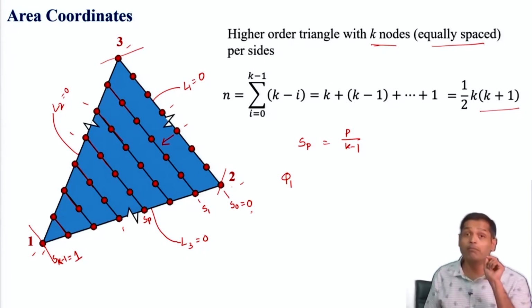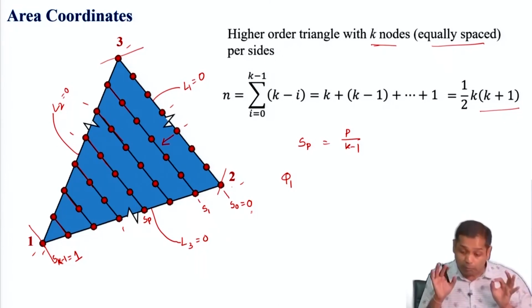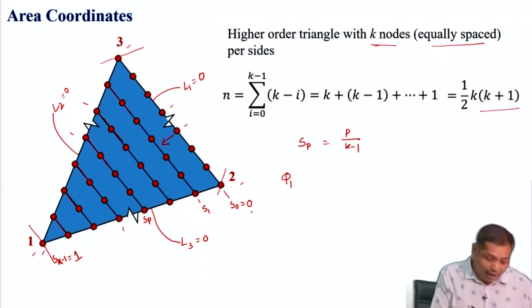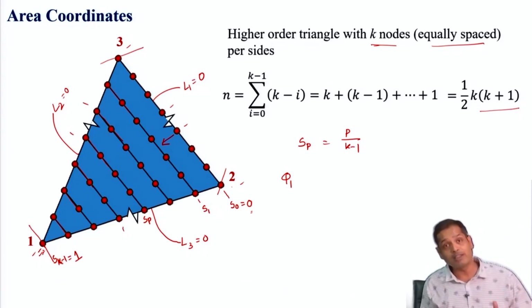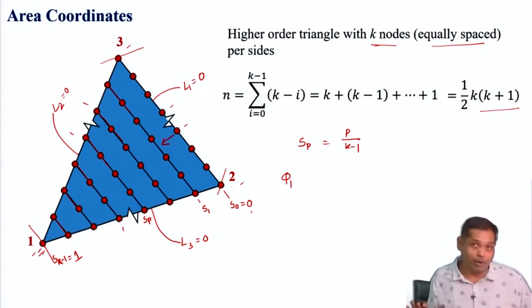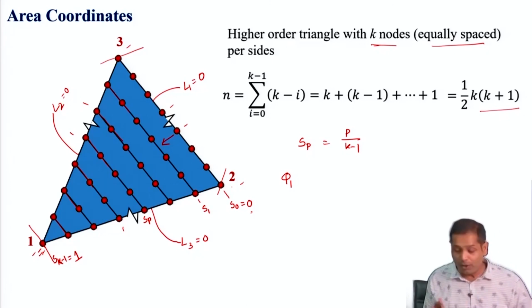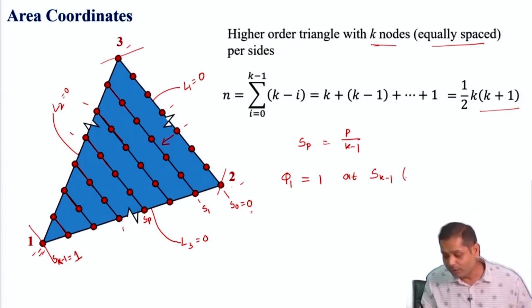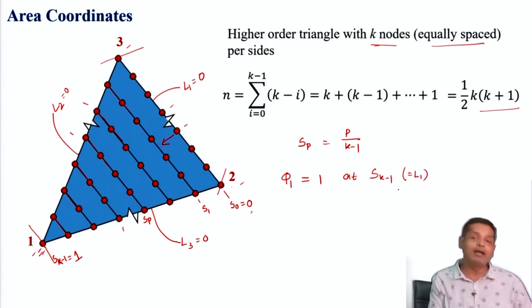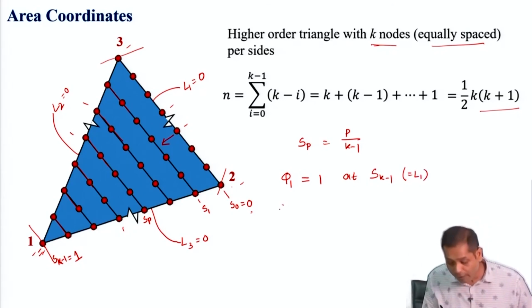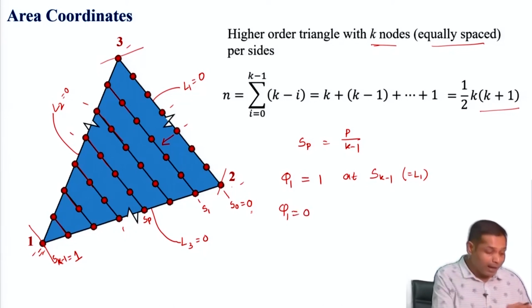And what properties must phi 1 satisfy? Phi 1 must be equal to 1 at this point, and phi 1 must be equal to 0 at all other points. So what conditions do we have? Phi 1 should be equal to 1 at s_{k-1}, or at L1, this is equal to L1, right? This is equal to L1 at x_{k-1}, and phi 1 must be equal to 0 at all other points. And what are the points we have?